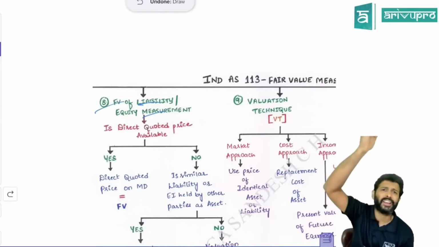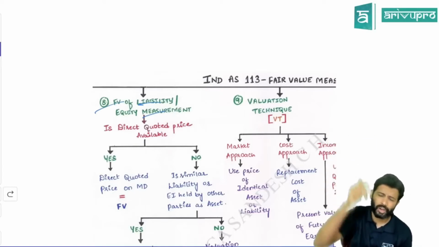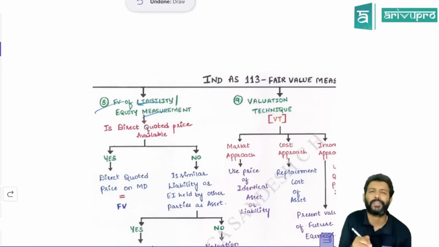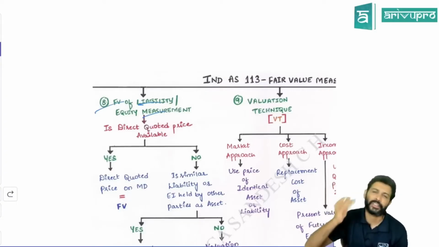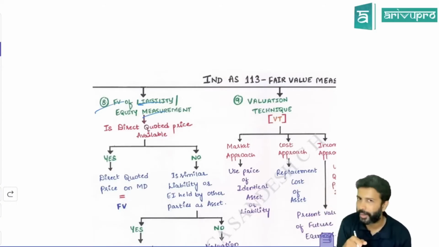The share is already listed in BSE, NSE and all. So the quoted market price itself becomes fair value. Let's say Infosys share price is 1000. That means 1000 itself becomes fair value. You don't have to look anywhere else. No need to do any exercise. The quoted market price directly becomes fair value.